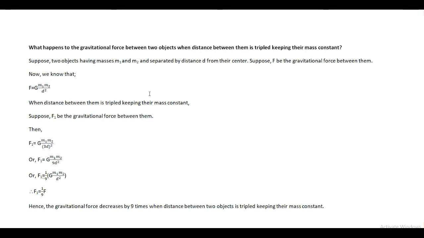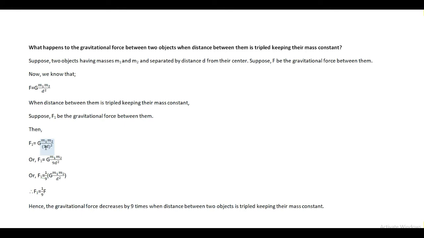Now, according to the question, when the distance between them is tripled, that means increased by 3 times, and mass is kept constant, then definitely again there is a change in gravitational force. Suppose F1 is the gravitational force between them now after the change in distance. Then again we write the formula F1 equals G m1 m2.